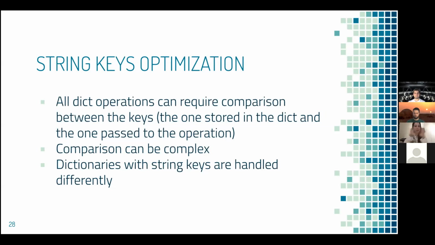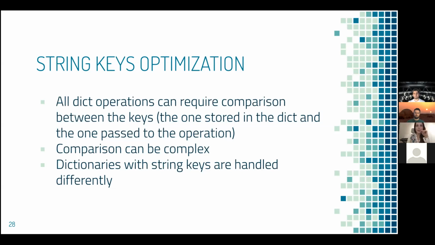And again, all this can raise an exception. So it's quite complex. But, and this is the beauty of Python, none of this can happen with strings. Comparison between strings is always defined. It will never raise an exception. It's quite quick. So this is what this optimization is about.